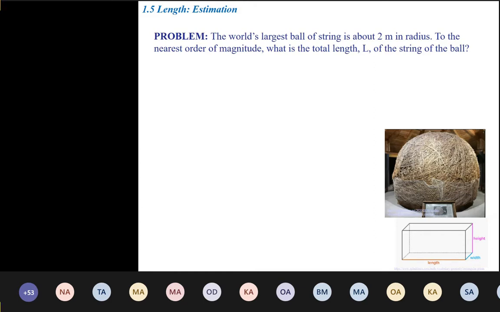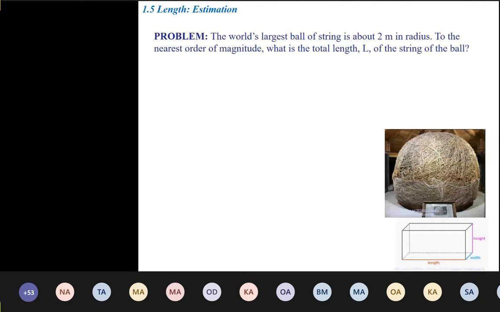Let's see this one. The world's largest ball of string is about 2 meters in radius. To the nearest order of magnitude, what is the total length L of the string in the ball? There are two things going on here. First, there is a string, and then the string is rolled in such a way that it creates a ball. It is given that the radius of the ball is 2 meters. So let me write the radius of the ball R equals 2 meters. That's the one quantity I know for sure from the problem.